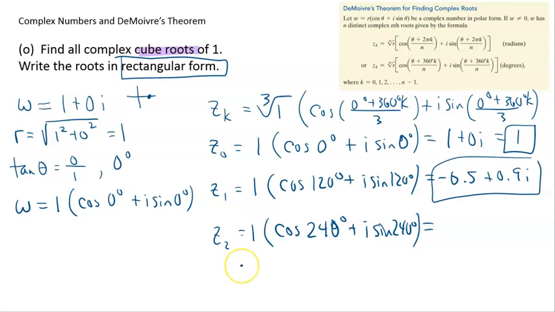Now, if I put that in rectangular form, I have to multiply that out. So that's 1 times the cosine of 240. And the cosine of 240 degrees is negative 0.5. And then the sine of 240 degrees is minus 0.9i.